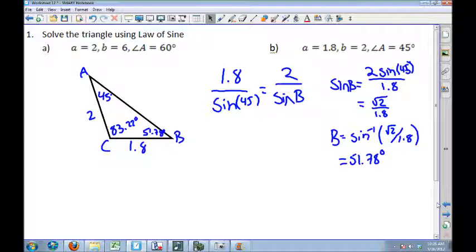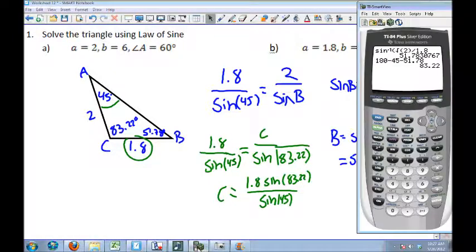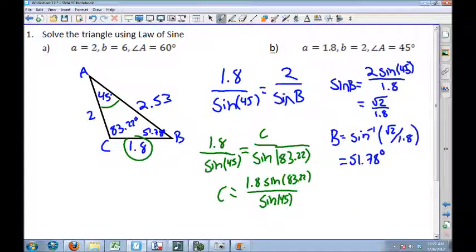And now I can find side C, setting up another law of sine situation. I'll use my given information, so these two sides, 1.8 over the sine of 45 is equal to side C over the sine of angle C, which is 83.22 degrees. So side C will equal 1.8 sine of 83.22 over the sine of 45. Okay, so if I go to type that in, 1.8 sine of 83.22 divided by sine of 45 is 2.527, or 2.53. So now I have each of my sides.